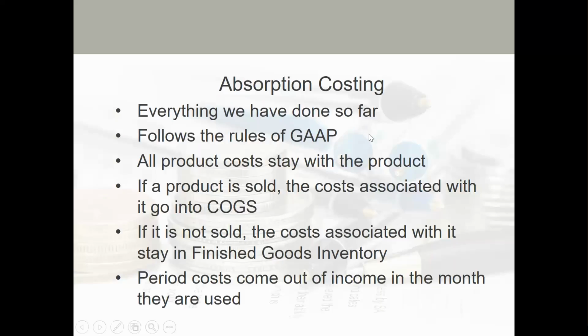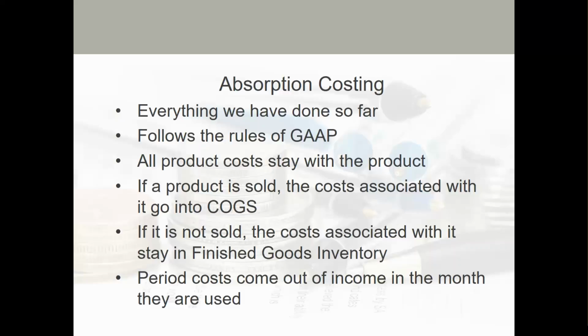So absorption costing is what we've used so far. Everything we've done so far has been absorption costing, because what we've looked at so far has followed the rules of GAAP. And in order to follow the rules of GAAP, generally accepted accounting principles, you have to use absorption costing. So in absorption costing, all of your product cost, all of your direct materials, your direct labor, and your factory overhead stay with the product.